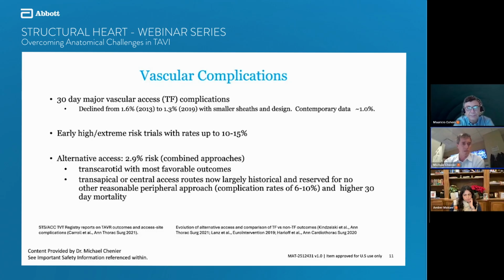Alternative access risks are inherently higher, right? That's intuitive, but we know that from the data as well. But the most favorable outcome, as I've touched on already, is the transcarotid approach. Transapical and central access has really gone to a historical route. Of course, we still use those for very rare cases, but I think that's not going to be as relevant for most centers, but something to be aware of. And I still think there's a role, obviously, for the surgeons to know how to access those routes. And there are obviously other valve technologies that it's relevant for. Next slide.